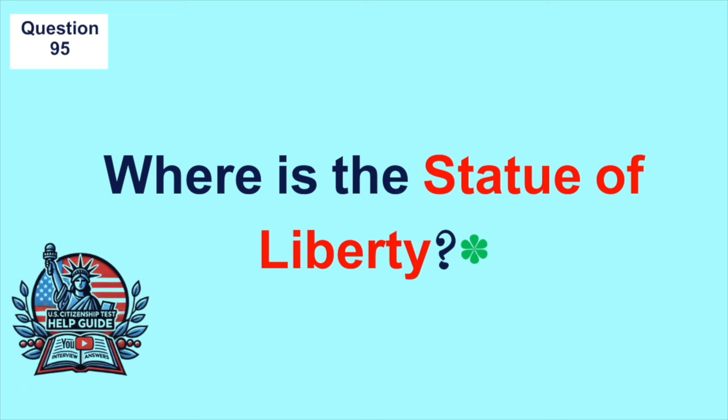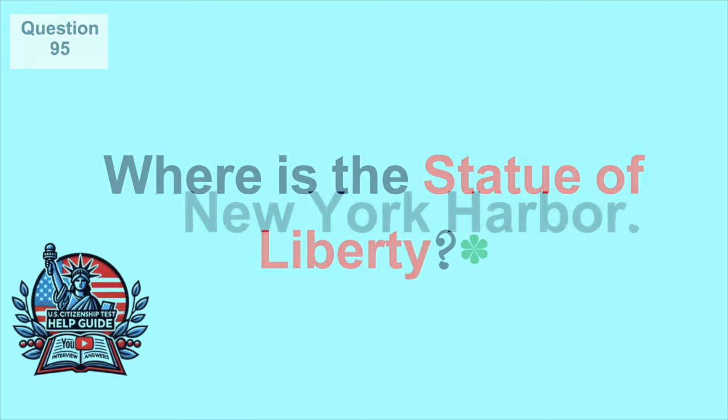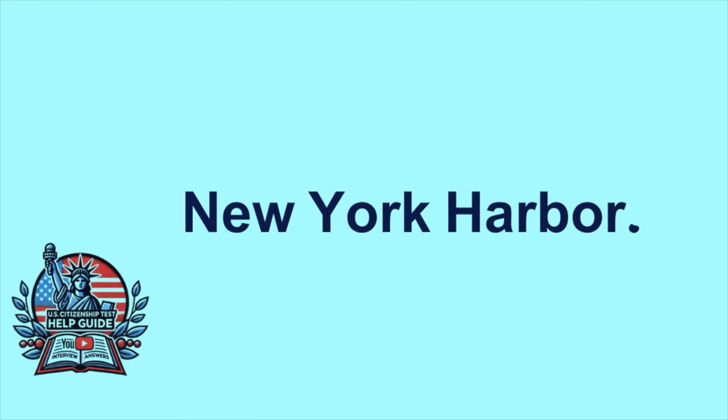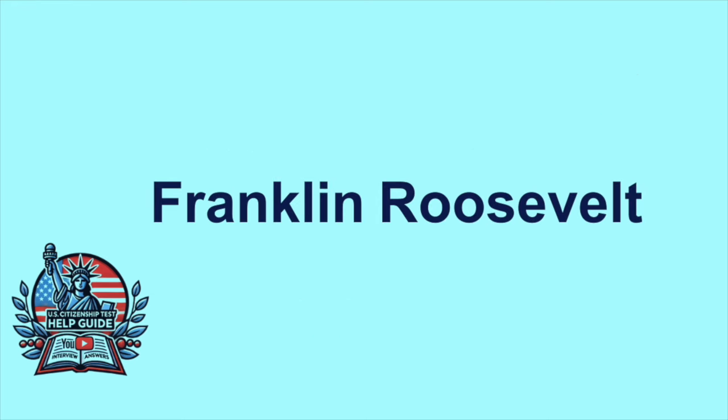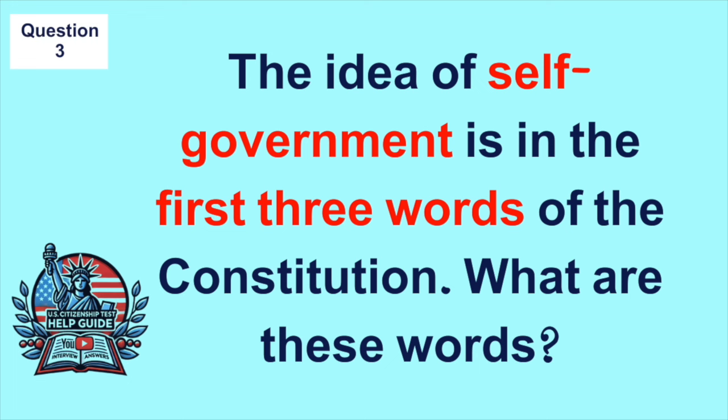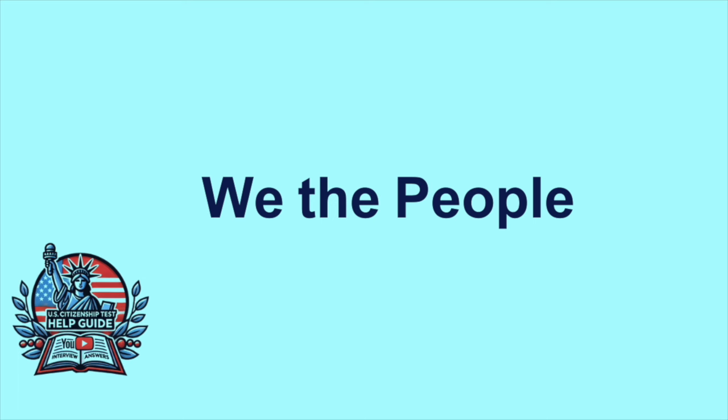Where is the Statue of Liberty? New York Harbor. Who was president during the Great Depression and World War II? Franklin Roosevelt. The idea of self-government is in the first three words of the Constitution. What are these words? We the people.